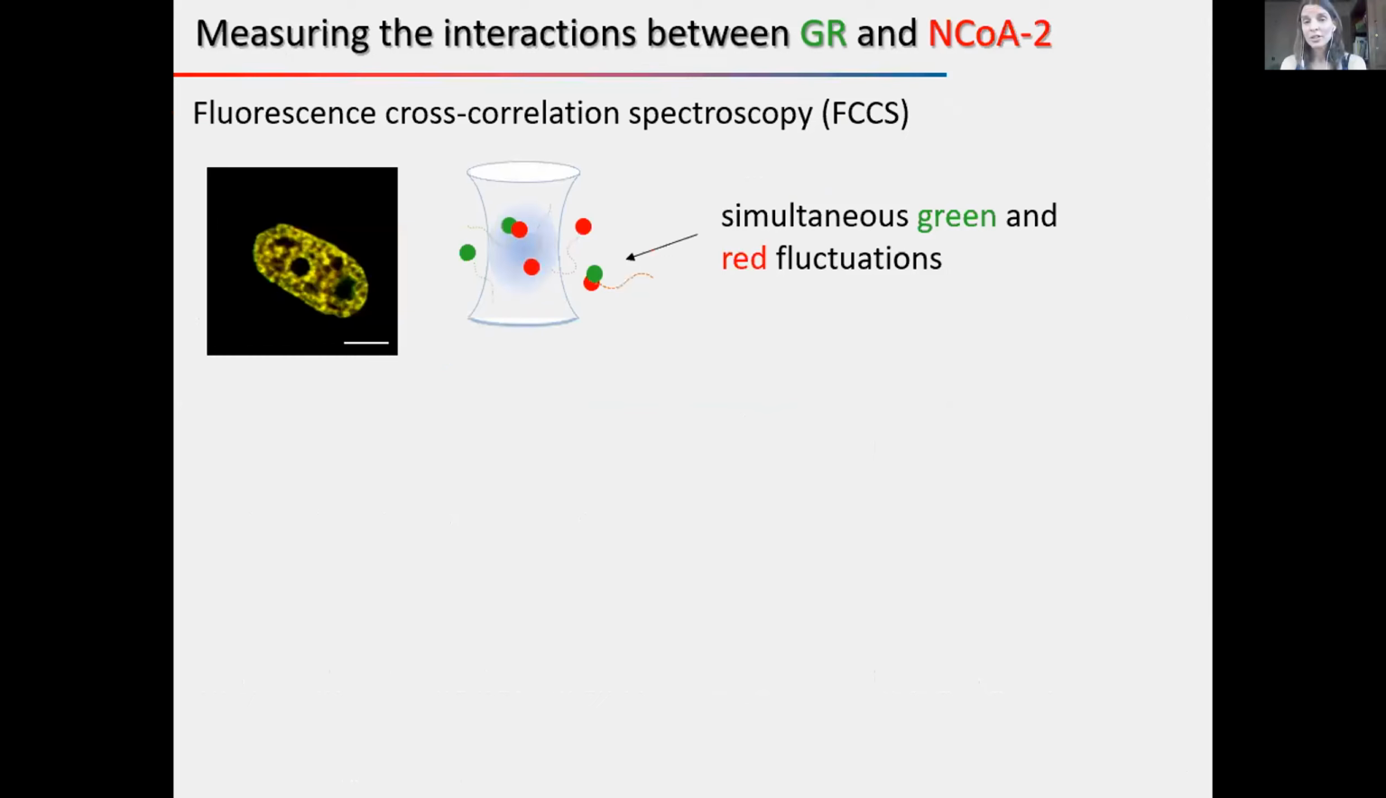We also used FCS to measure interactions between the receptor and co-activators. This in particular is NCOA2. To do that, we use fluorescence cross-correlation spectroscopy.